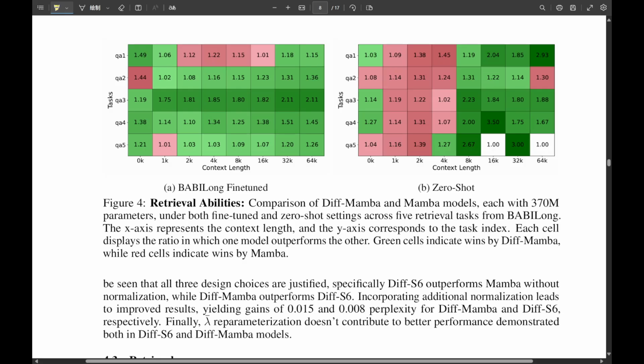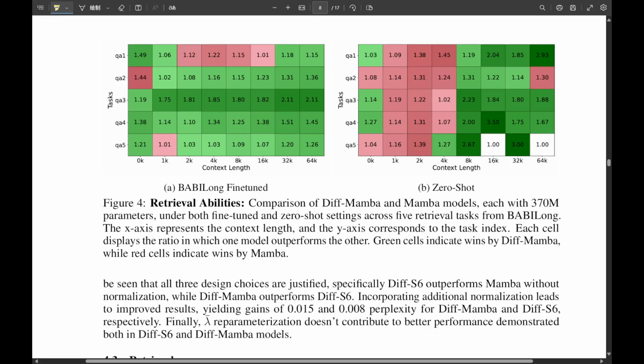And finally, that lambda parameterization. They compared their simple sigmoid approach to a more complex reparameterization proposed in earlier work. Turns out, the complex version didn't actually give better performance. The simple sigmoid approach was just as good, validating their choice for simplicity and stability.